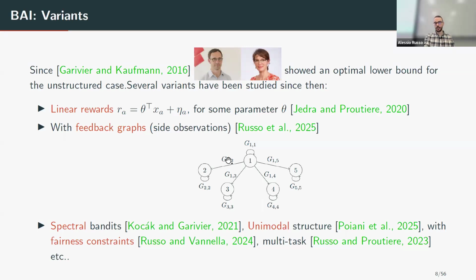What makes it tricky is that maybe you don't know the graph. And also there are some activation probabilities of the edges. So for example, the probability that you will observe the reward of arm 2 when you select arm 1 will be G12. And you don't know this probability in general. Then there are also other settings with unimodal structure and so on.